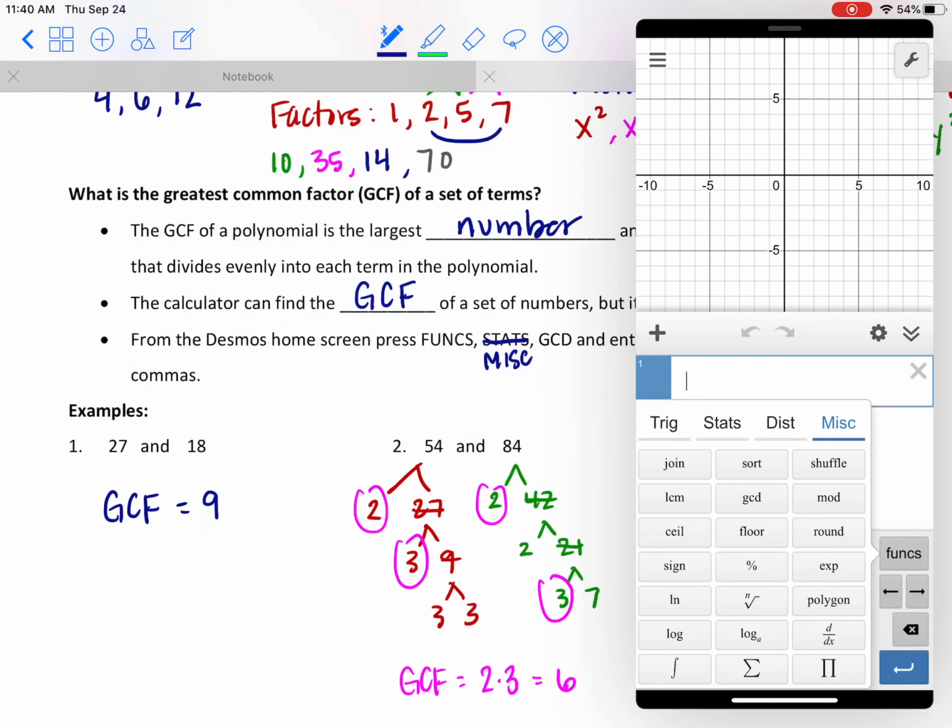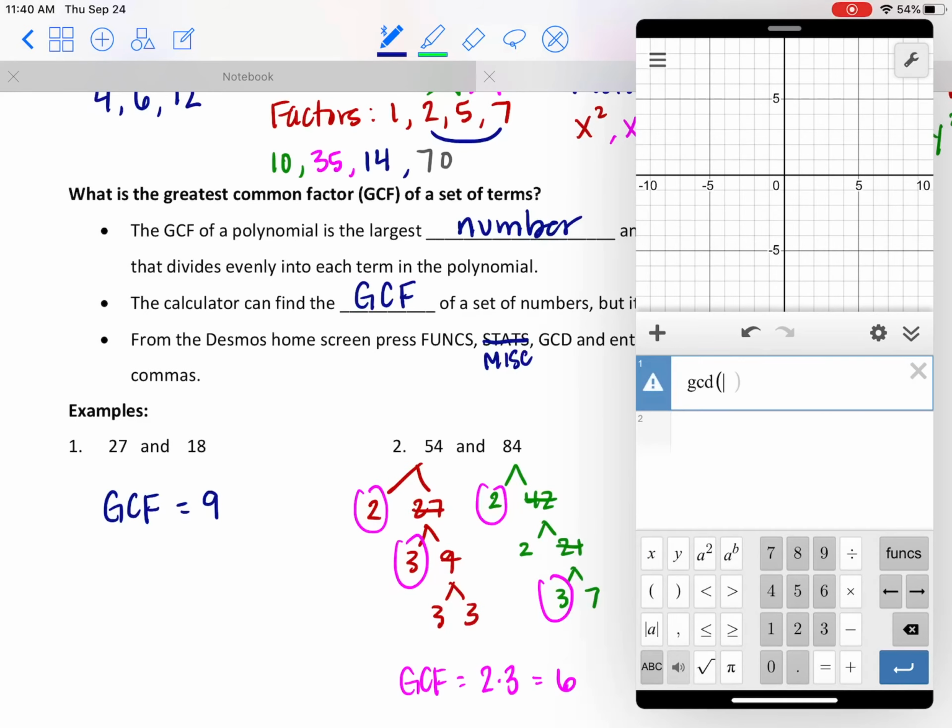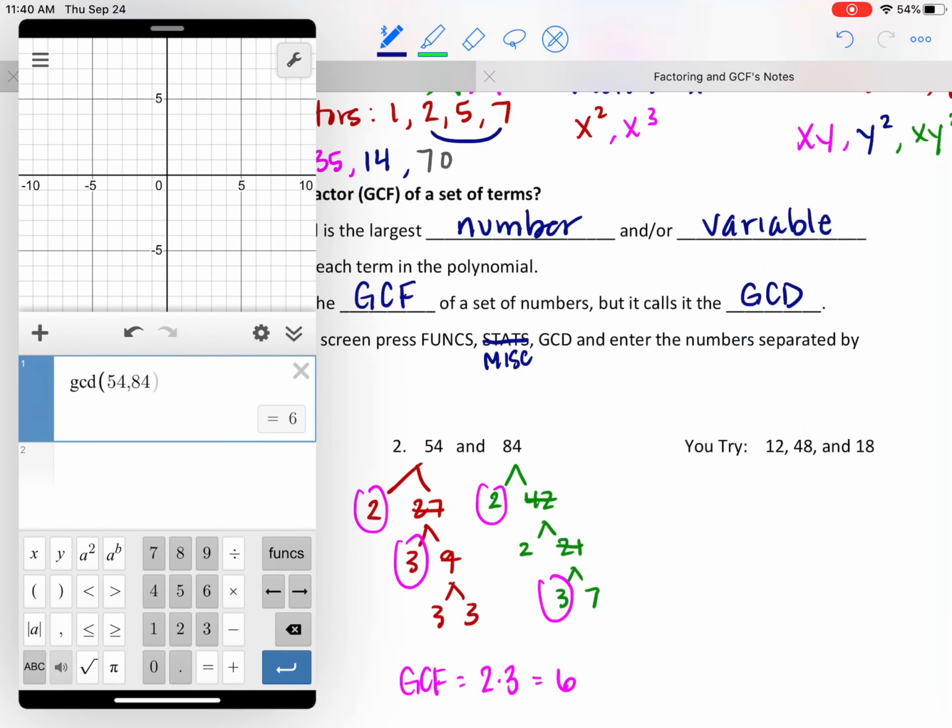It's Miscellaneous, and then GCD. Okay, so let me start that over. Go to Functions, and then we want the Miscellaneous tab, and then GCD. So if we put in 54, 84, it tells us what we just found out, that the greatest common divisor for 54 and 84 is 6.